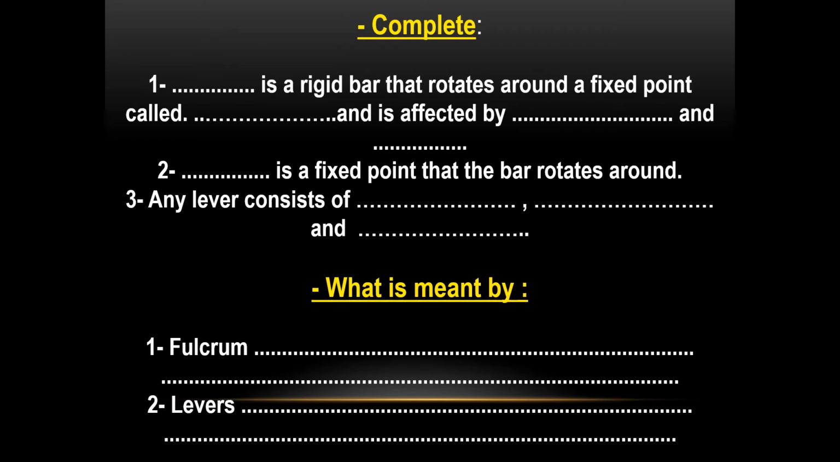The answer: a lever is a rigid bar that rotates around a fixed point called the fulcrum and is affected by effort force and resistance force. Number 2, blank is a fixed point that the bar rotates around. The answer: fulcrum is a fixed point that the bar rotates around.